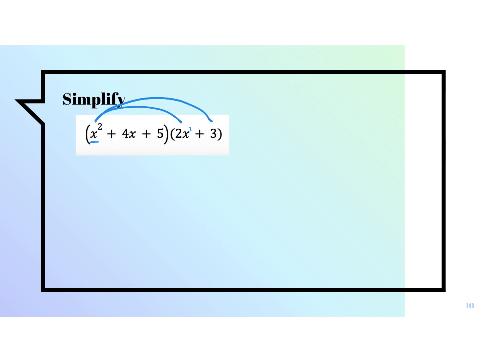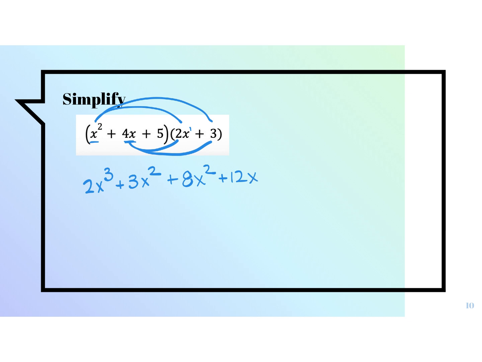So x squared times 2x is going to give me 2x to the third. X squared times 3 is going to give me 3x squared. I'm going to do that same thing now with this 4x. I'm going to distribute it to both things in the second set of parentheses. So I have 4x times 2x. I'm going to get 8x squared. 4x times 3 is going to give me 12x.